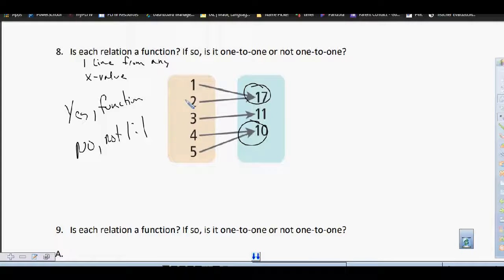Okay, so simple as that. Is it a function? I'm looking to make sure I've only got one line extending from these x's. They just go to a y value. There are not 2 y values for a single x. Okay, so it doesn't do something like this, so that 1 goes to 17 and 1 goes to 11. And then for the one-to-one, I'm just checking to see if I have repeated y values. If I have repeated y values, it's not a one-to-one function.